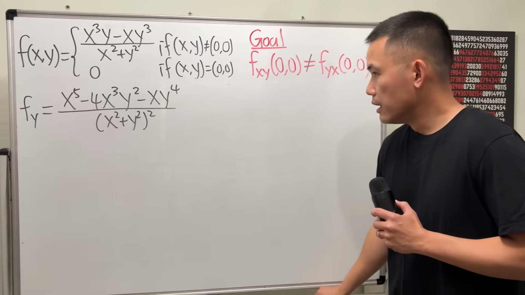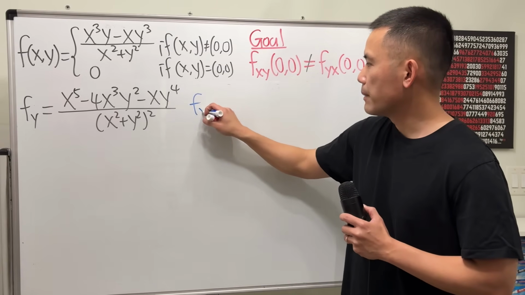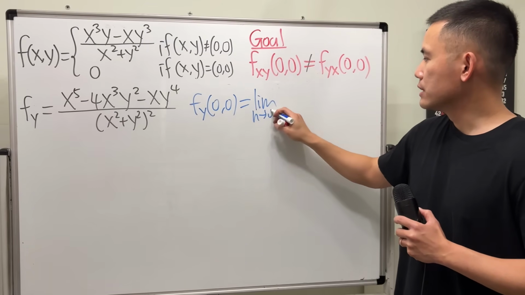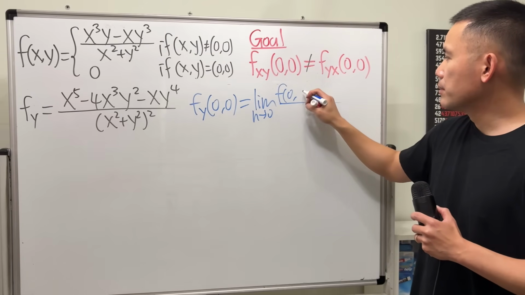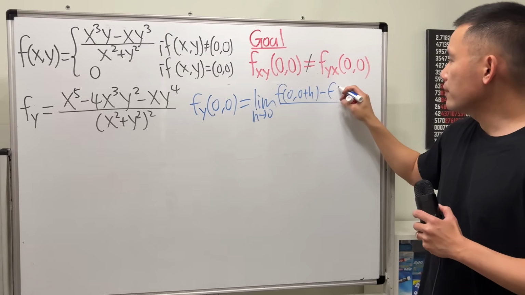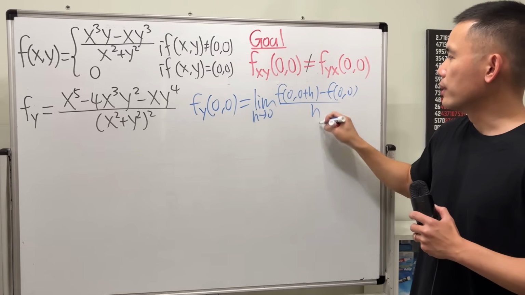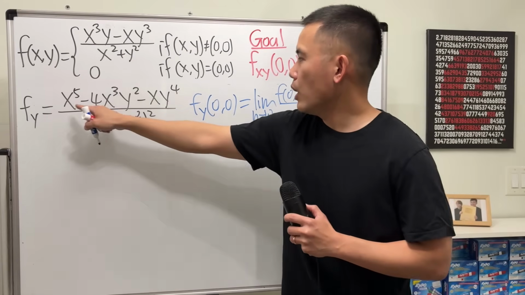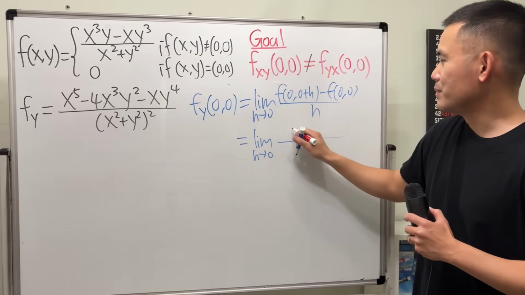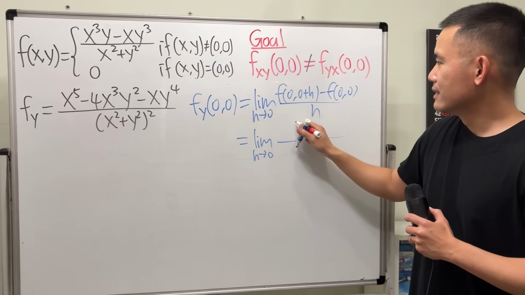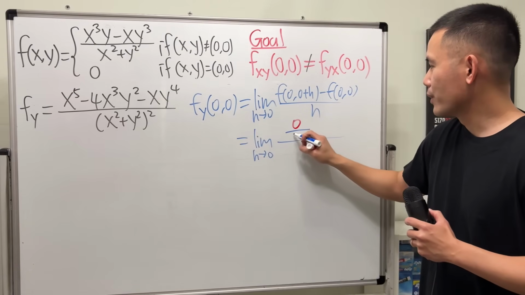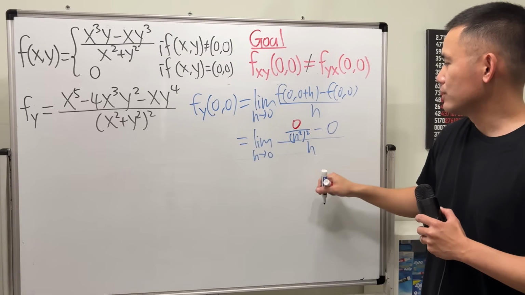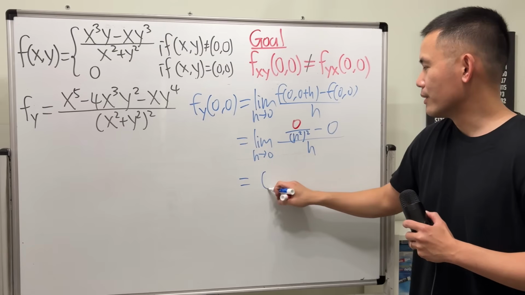Okay. Then, just like what we did earlier, we need f sub y at 0, 0, and use the definition, the limit as h approaching 0, and then f of 0, 0 plus h, and then minus f of 0, 0, and over h. So put 0 into all the x's, and then over that, so that will just be 0. And then over h squared, something like that. Doesn't really matter, that's 0. And then this right here is 0. And then h over h. So that is 0. So the whole thing is equal to 0.